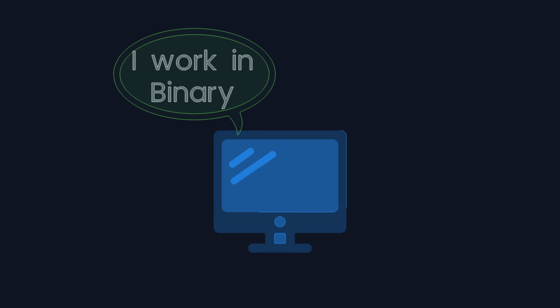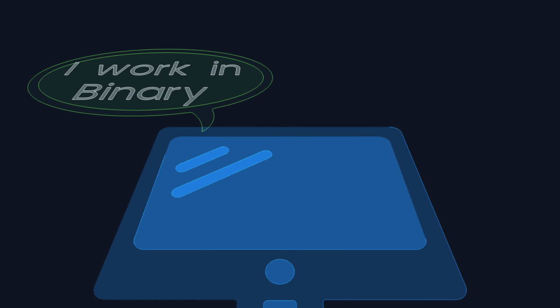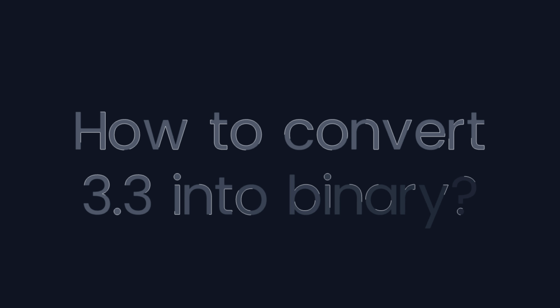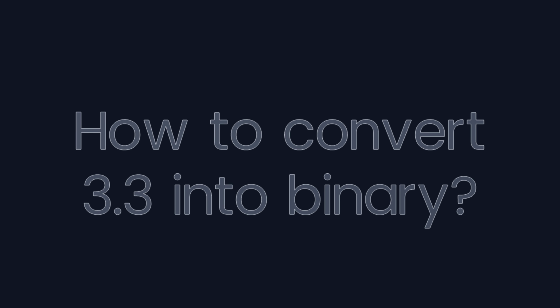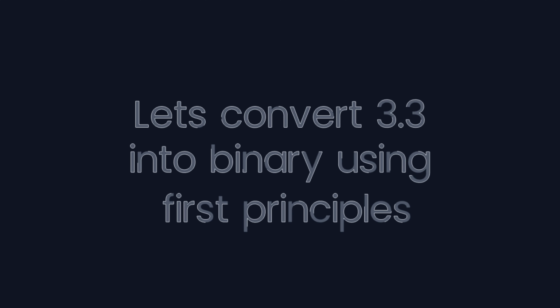We all know that everything inside a computer is ultimately stored in binary, and the number 3.3 is no exception. But that raises an interesting question. How do we even write 3.3 in binary? If you have watched my previous video, we derived the decimal to binary conversion algorithm from first principles. Today we are going to extend that same idea to numbers that have a fractional part in them.